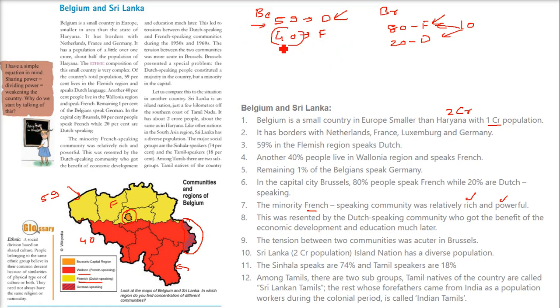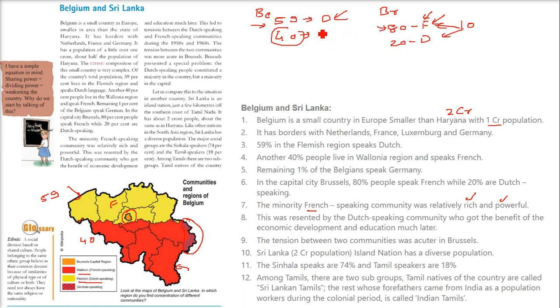And the Dutch speaking, the benefit of the economic development and all the education and the money, came later. Means the French happened to get all this richness and powerfulness earlier than the Dutch. So there was a kind of tension. And the tension here also in Brussels, you can see 80% people are French, they are rich, they are powerful. So the problem here is more.